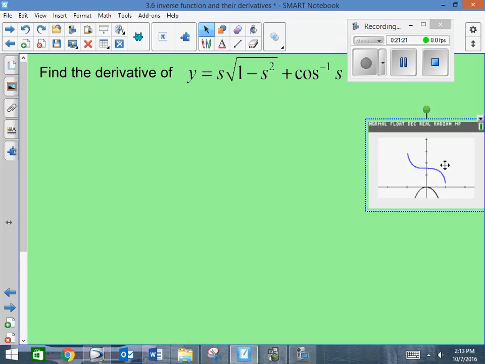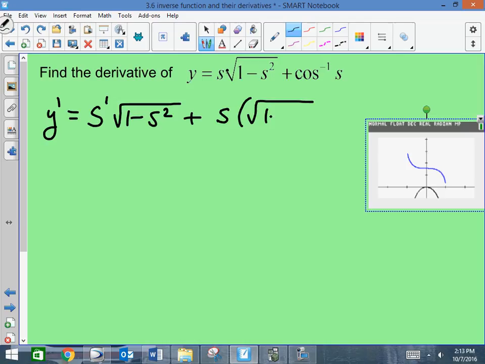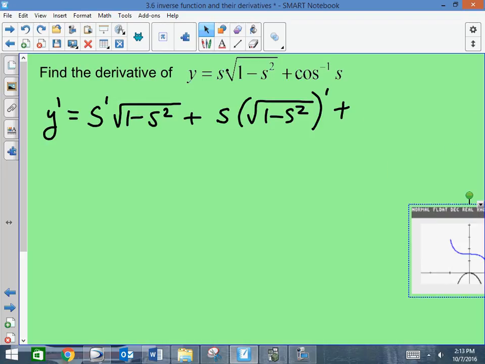Okay, so let's try it. Y prime. Okay, now I started with the product rule. Anybody else? You did the product rule? Yeah, I did. From here. All right, so I'm going to draw out s prime times the derivative, sorry, I'm not saying it right, s times the derivative of 1 minus s squared plus, what's the derivative of 1 plus inverse cosine?